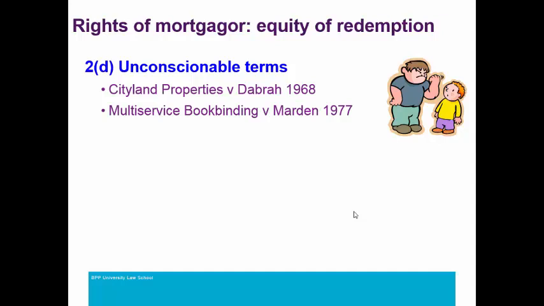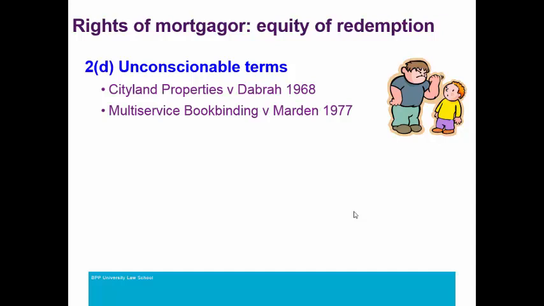It's not just about how high the interest rate was. It's not just about the numbers. It's more about the circumstances in which the term was imposed. Was the lender taking advantage of the borrower in a morally reprehensible way to get a lovely high interest rate for itself? So you can read the details of these cases for yourselves, but I'll just give you an outline. Cityland and Dabra then.